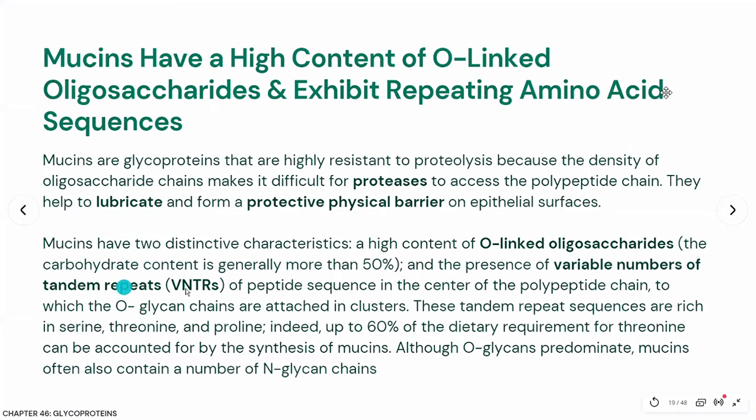Several of these, to which the oxygen glycan chains are attached in clusters. This tandem repeat is rich in serine, threonine, and proline. Up to 60% of the dietary requirement of threonine can be accounted for by synthesis of mucins. So imagine that.